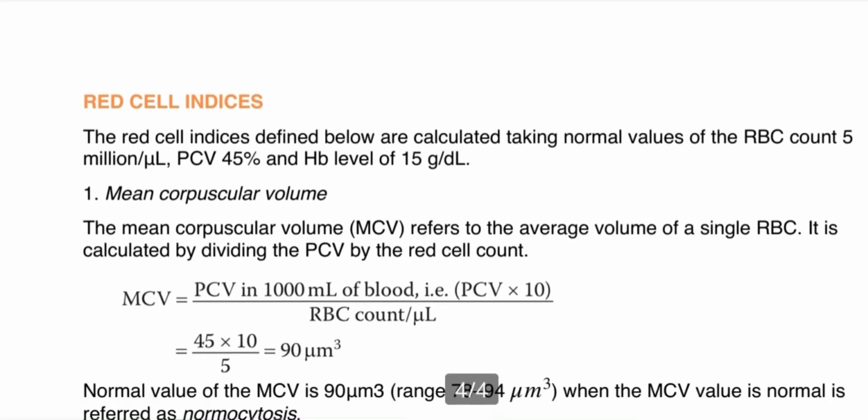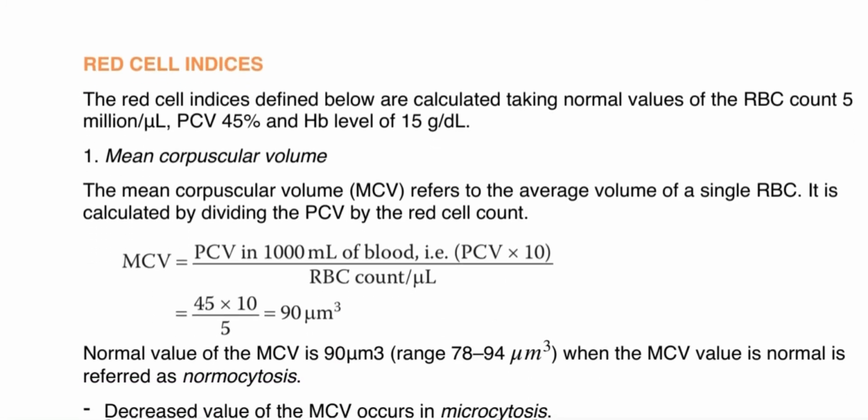Now we will see something about our red cell indices. The red cell indices defined below are calculated taking normal values of RBC count, that is 5 million per microliter, PCV, that is packed cell volume, is 45%, and hemoglobin level of 15 gram per deciliter. These are the normal values which are used in calculating the cell indices.